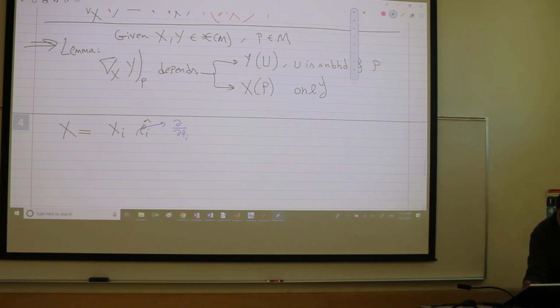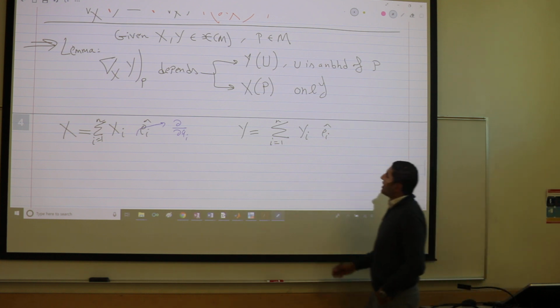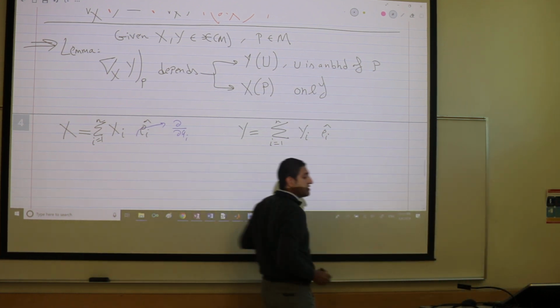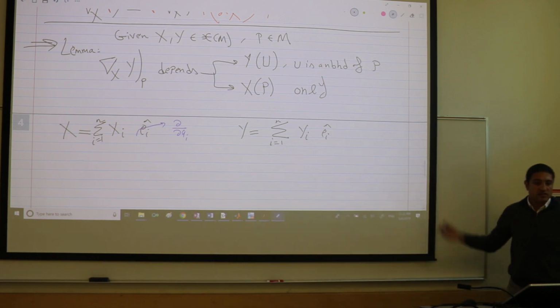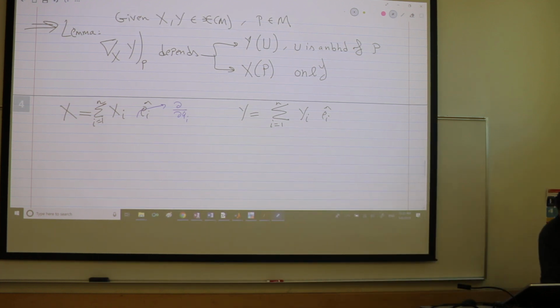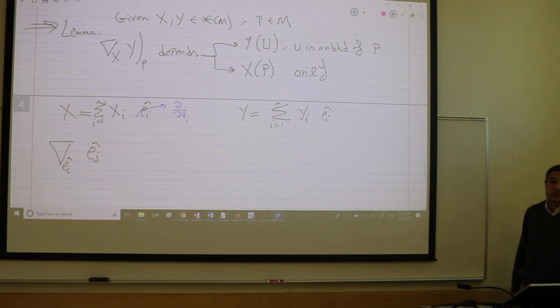So I have here a summation, and I will drop all the summations afterwards. So i equals 1 to n, and the same for y. So y also is a summation of some components in these directions. It turns out that it suffices to define how e_i and e_j differentiate with respect to each other, and this completes everything. If you tell me how you differentiate some e_j with respect to e_i, by linearity, I can tell you how to differentiate any vector with respect to another vector, because they are just linear combinations of these e_i's, and the thing is linear. I'm just going to add.